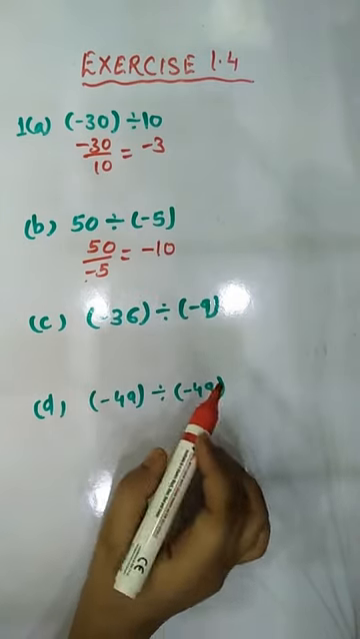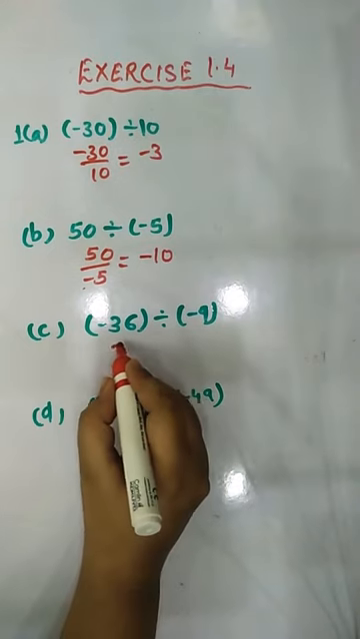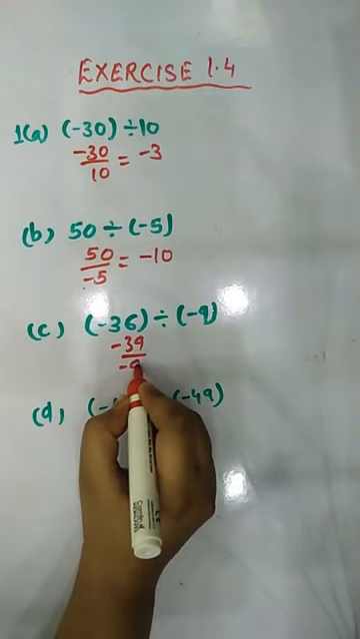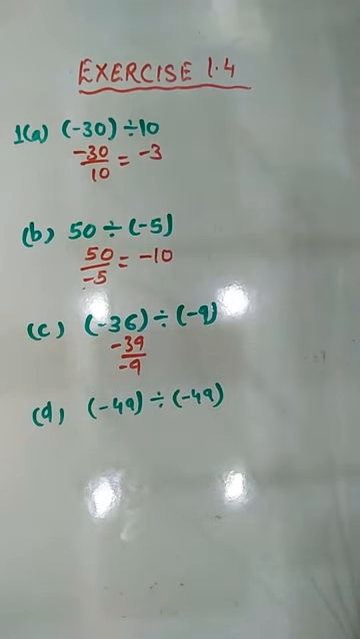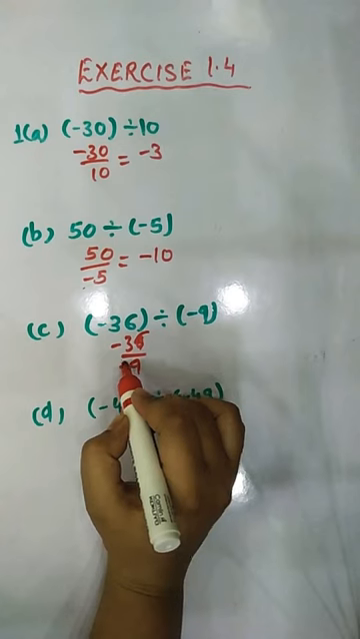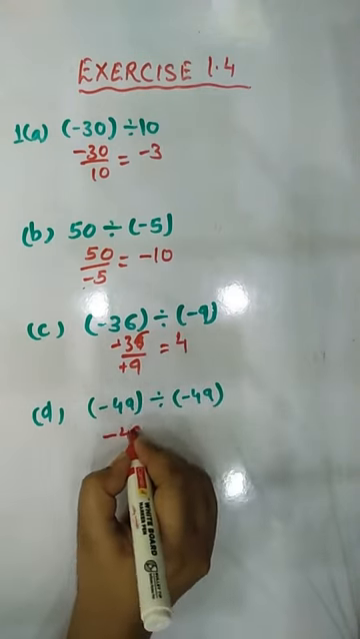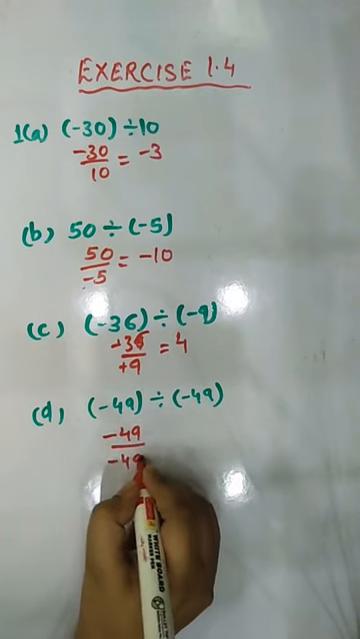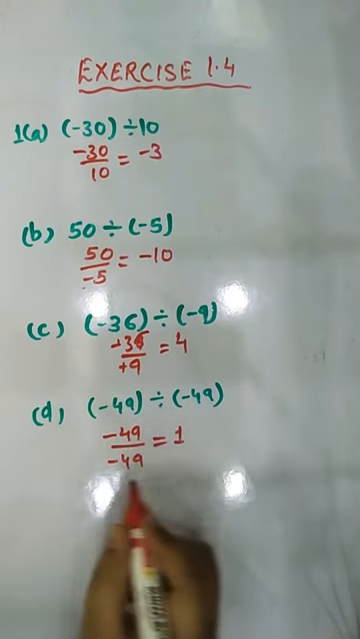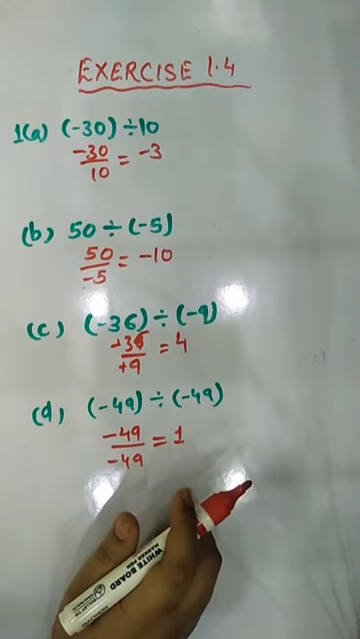5 tens are 50. Then minus 36. 36 is minus, so you can write minus 36 upon minus 9. Minus minus will cancel and the answer will be positive. So 36, minus minus will cancel, 9 fours are 36. Minus 49 divided by minus 49, the answer will be plus 1 because both are negative, minus minus will become plus. I hope you all have understood.